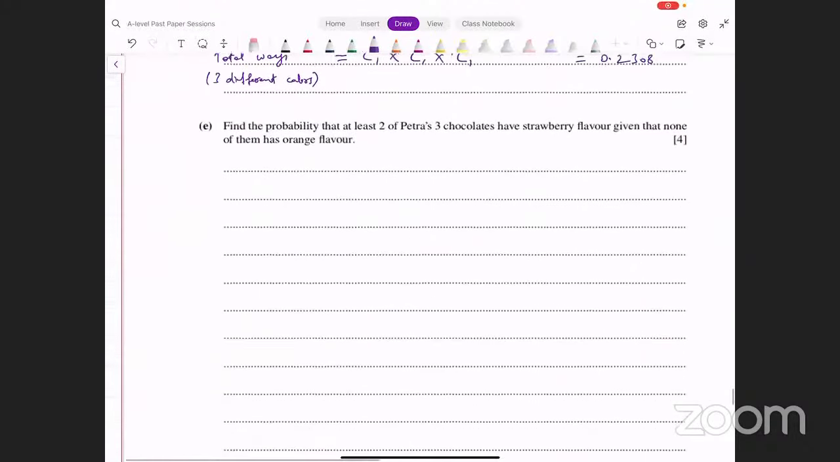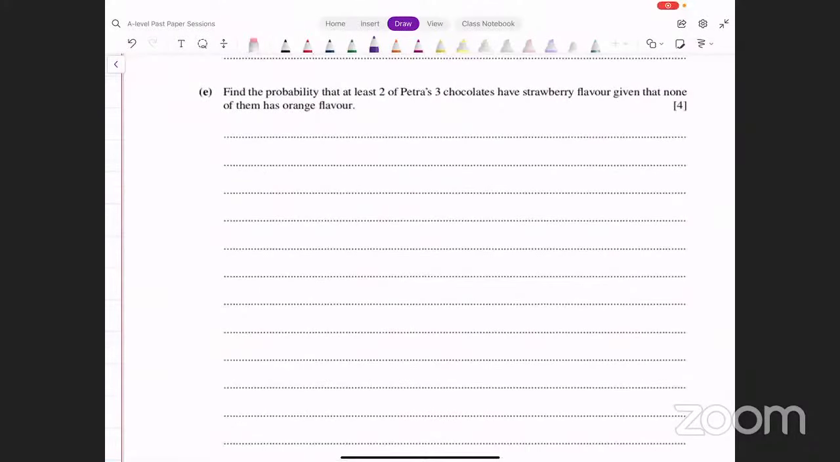Find the probability, so that's part E. There are a lot of parts in this question. Find the probability that at least 2 of Petra's 3 chocolates have strawberry flavor, given that none of them has orange flavor. Now, what does this keyword tell you? This is a conditional probability. So we are finding some probability given something. We need to find a conditional probability.